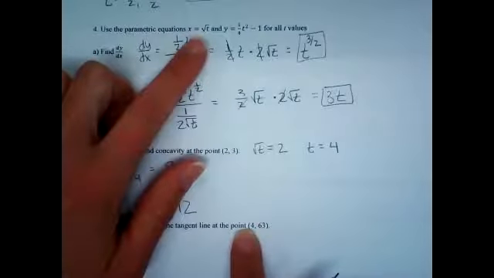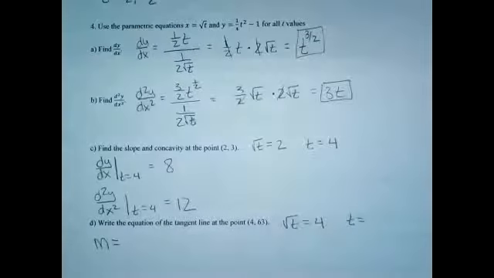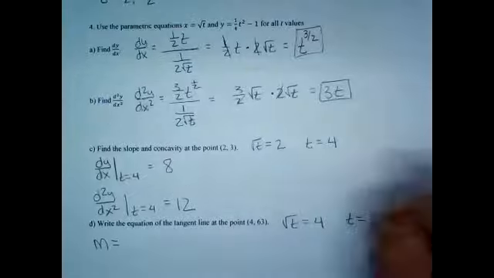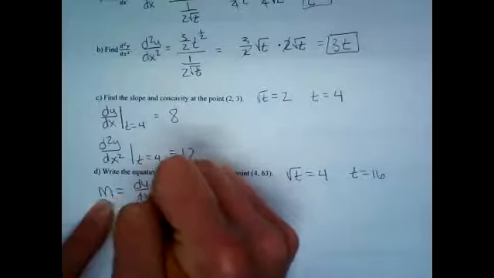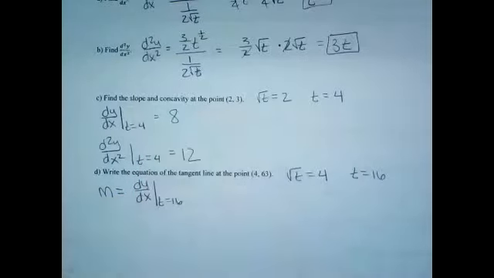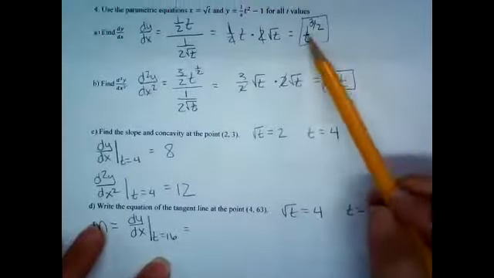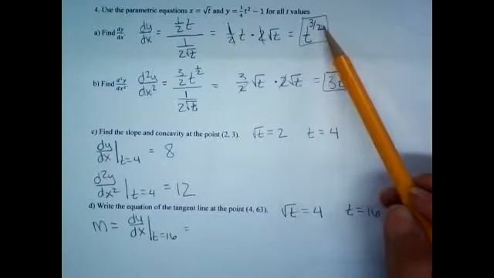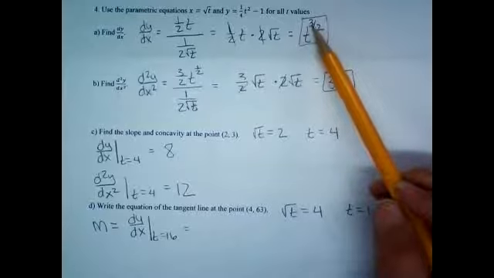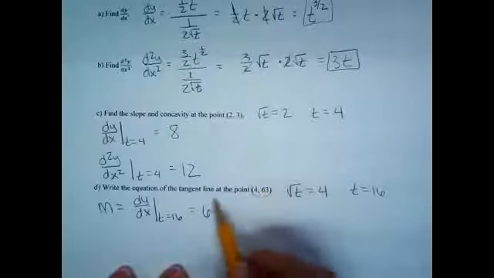So I would set X equal to 4. So square root of T equals 4. And so what is our T value for this point? T is 16, good. So our slope of our tangent line is our derivative at T equals 16. All right, so we're plugging 16 in right here. So again, to the 1/2, that means square root. So square root of 16 is 4, and then to the 3rd. So 4 cubed is 64.